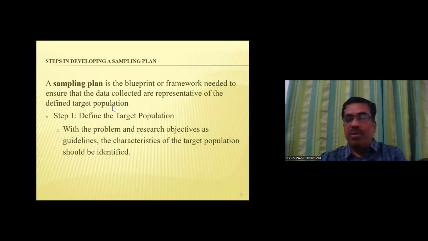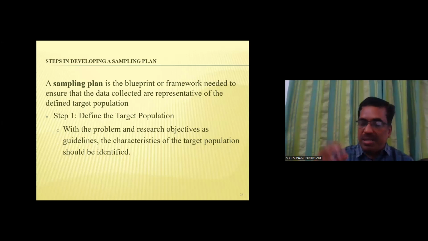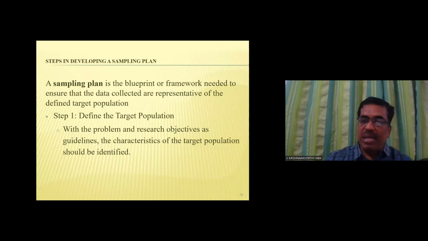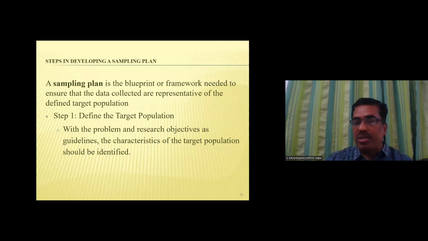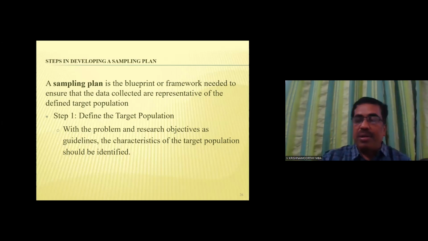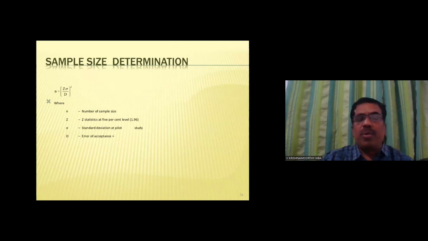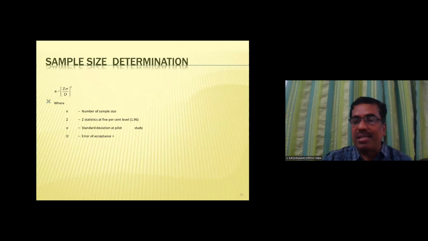Now I would like to recapitulate what we have discussed so far. We have seen what sampling is, what the population mean is, what the sample mean is, what sampling error is, what the target population is, what the sampling unit is, and what the sampling framework is.